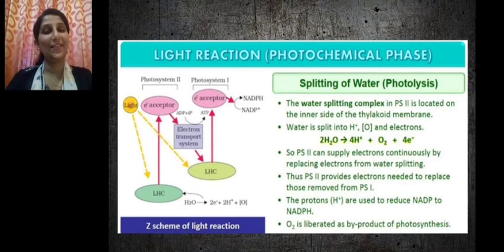So dear children, in this module we learned about the Z scheme of light reaction in which all the electron carriers are arranged in the order of their redox potential. Thus, the products obtained after light reaction are ATP, NADPH and oxygen.